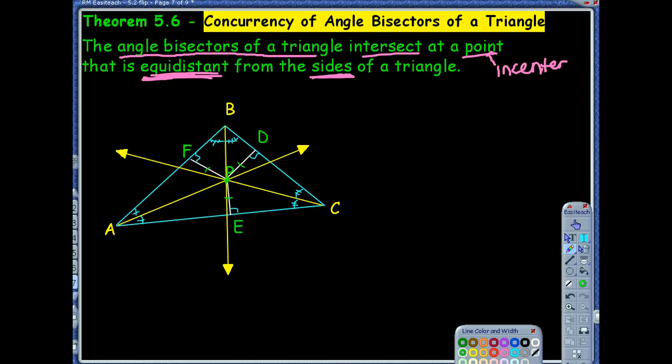So as long as I know that P is the incenter of our triangle, then we know what? Then we know that PF is equal to PD and is equal to PE. And those are all those perpendicular distances.